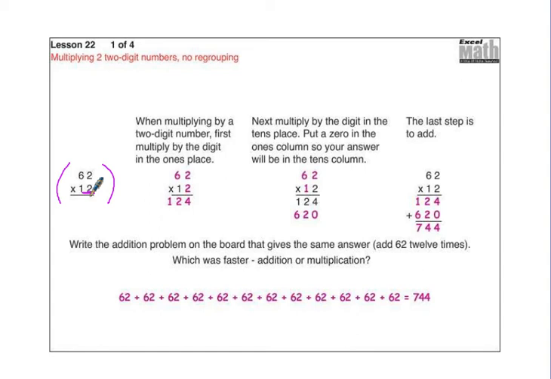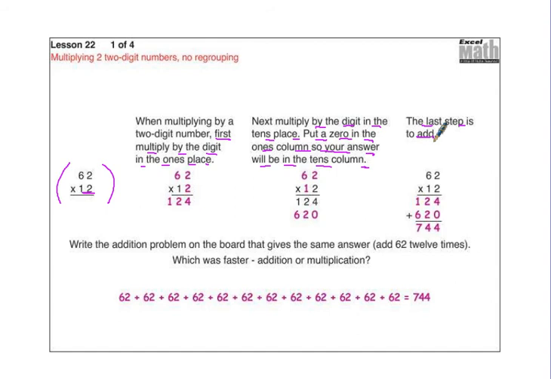When multiplying a two-digit number, first multiply the digit in the ones place by the digit in the ones place. And then you're going to multiply by the digit in the tens place. You're going to put a 0 in the ones column, so your answer will be in the tens column. And then the last step is to add.